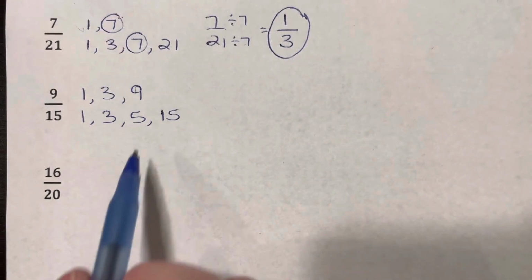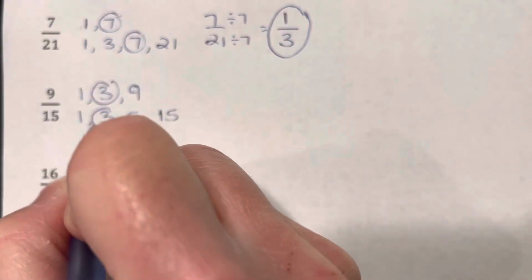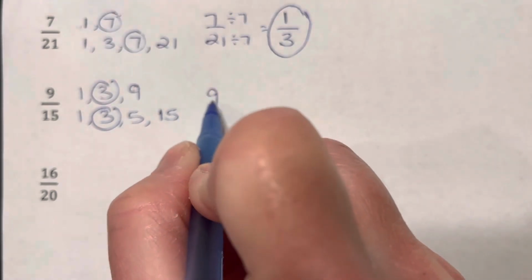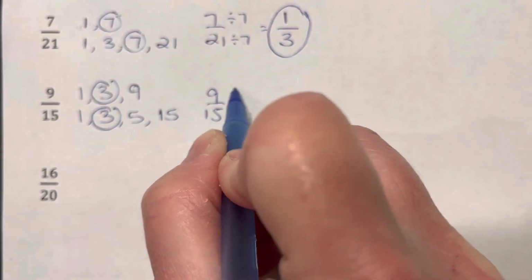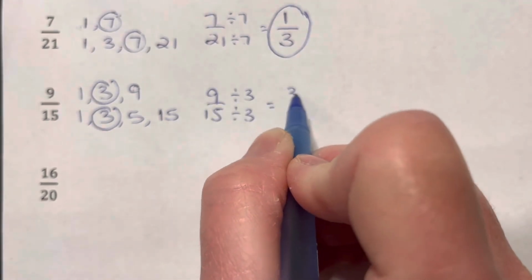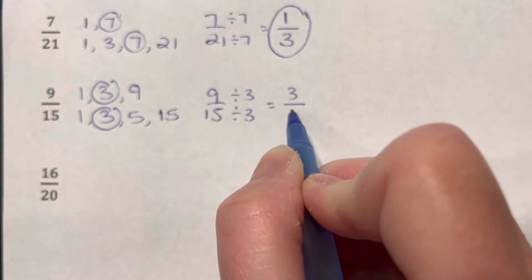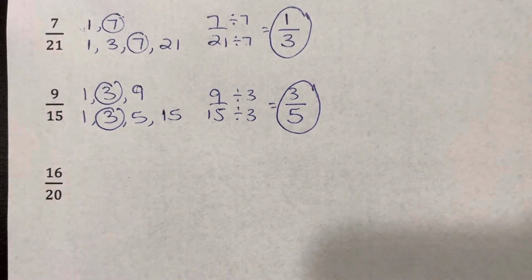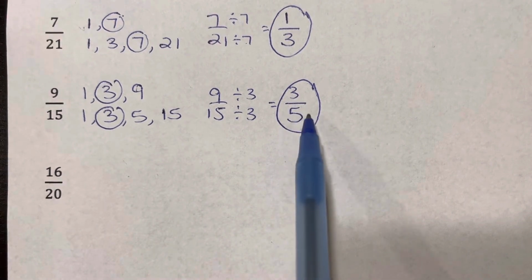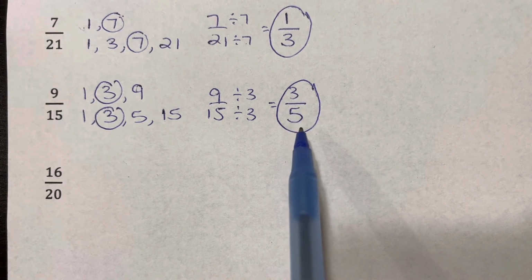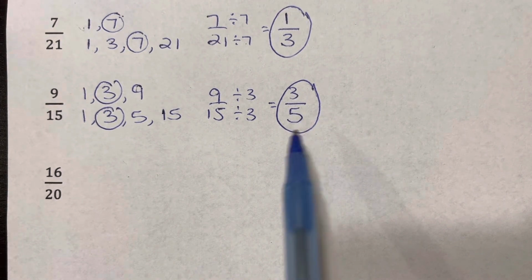All right, so when I look at this, I see that the largest factor that they have in common is 3. So in order to simplify 9/15, I'm going to divide both the numerator and the denominator by 3. And 9 divided by 3 is 3. 15 divided by 3 is 5. And 3/5 is it. Now I know that 3/5 is simplest form because 3 and 5 don't have a common factor other than 1. 1 is the only number that would divide into 3 and into 5. And that's how we know that it's in simplest form.